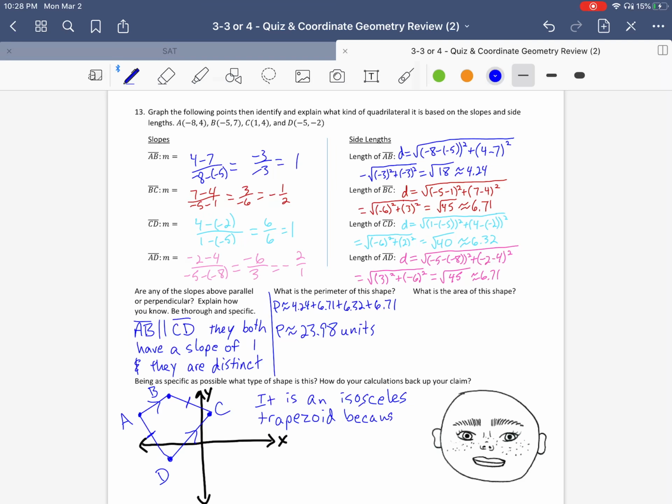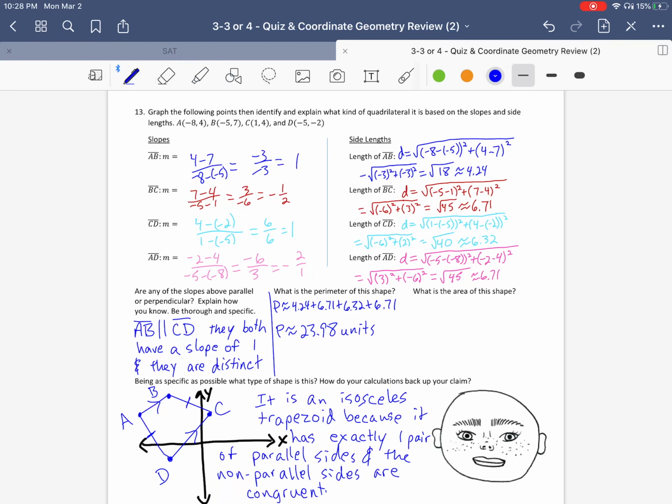So it is an isosceles trapezoid because it has exactly one pair of parallel sides and the non-parallel sides are congruent. So I know it's an isosceles trapezoid.